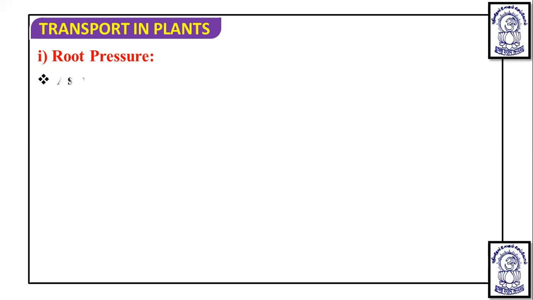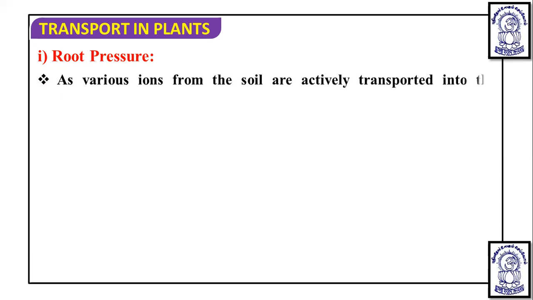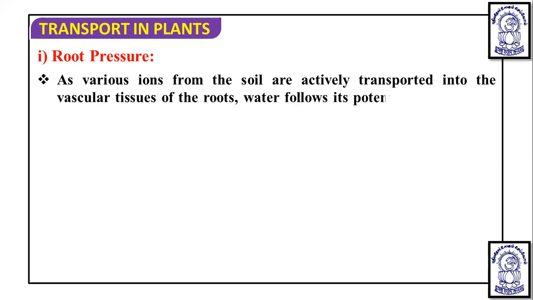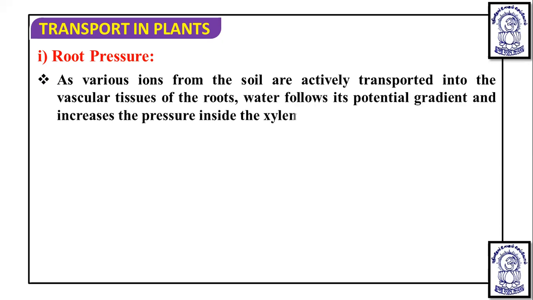If we talk about root pressure, various ions from the soil are actively transported into the vascular tissue of the root. Now we know that ions or minerals are absorbed actively or passively. Mainly the ions or minerals are absorbed actively because they are charged ions, and the concentration of the minerals in the root is more compared to the surrounding soil. So transport occurs against the concentration gradient. Because of this, active transport is seen for the ions and minerals into the vascular tissue of the root.